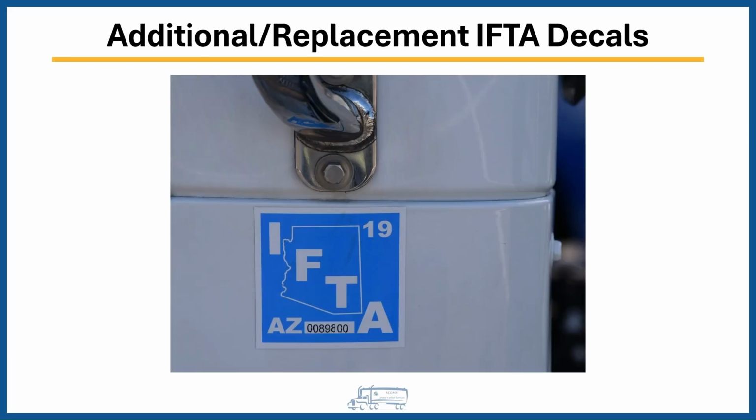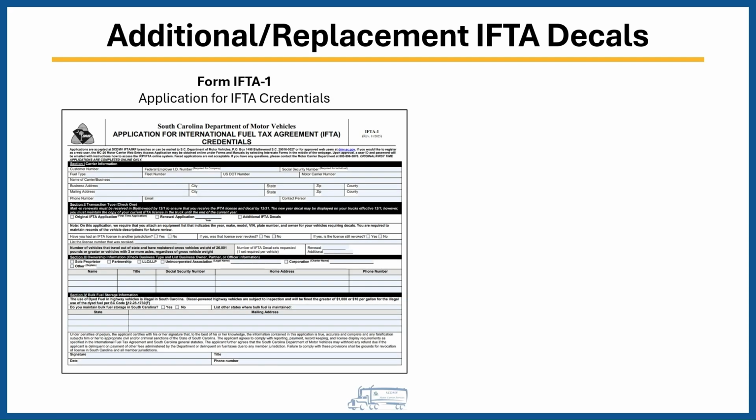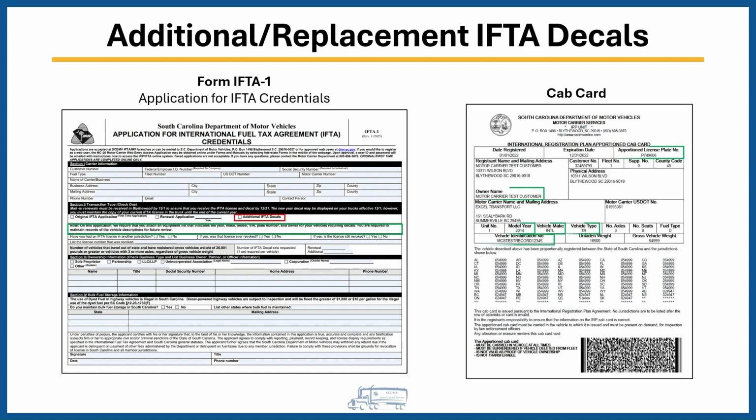Should you add a new vehicle to your fleet and need a set of IFTA decals issued to you, you may request those decals with the Form IFTA-1. This form is typically used to renew IFTA licenses, but it may also be used to request additional decals. You will indicate that you wish to acquire additional IFTA decals, and you will provide some information about the vehicle or vehicles in question. A cab card will have all of the information required for this.